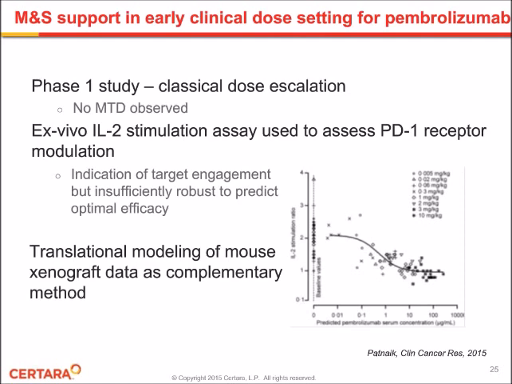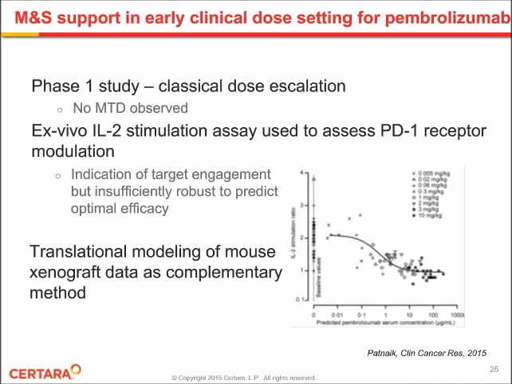As part of the dose escalation, a biomarker assay was used, looking at the ex vivo IL-2 stimulation to assess PD-1 receptor modulation. So it's a means to look at target engagement. And you see a plot here, which presents the results of that biomarker, where the IL-2 stimulation ratio in a decreasing fashion shows an increase, is associated with an increased target engagement.